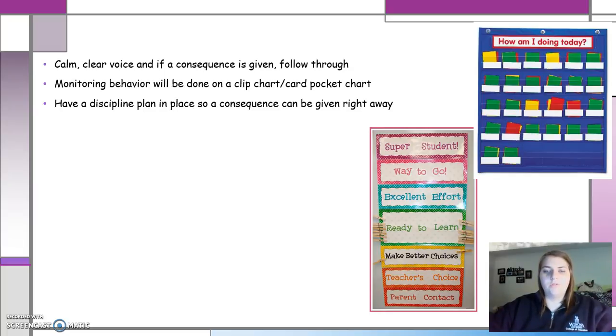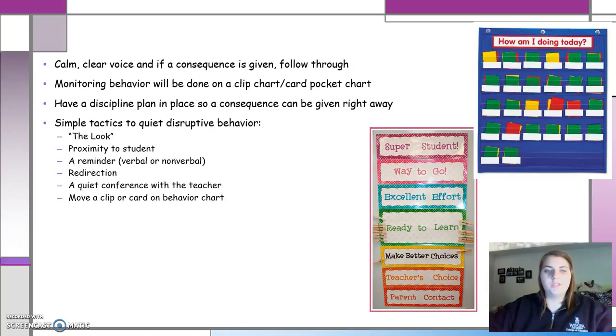So I broke down how I plan on handling behavior really into 3 different levels of possible behavior of the student. First off is just the disruptive behavior, if they're working in small groups and they're getting chatty or they're being loud. Just some simple things that I got from the book.